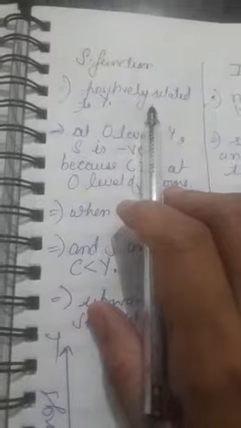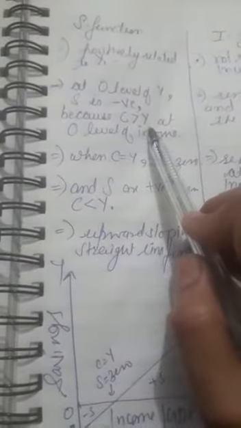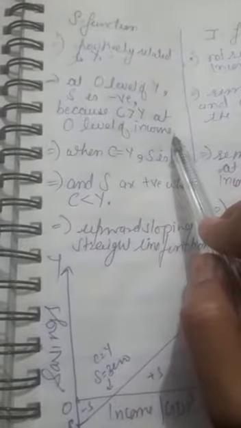Now the S function, as we have done earlier, we just have a look at it only. The S function is positively related with income, which means when income increases, savings also increase. At zero level of income, S is negative, which means when we are earning nothing, our consumption is more than income. It means savings will be negative at zero level of income, because the saving curve starts from the negative y-axis.